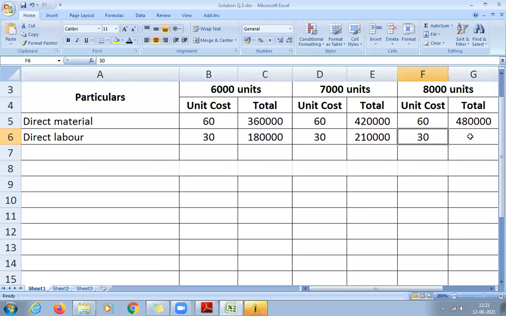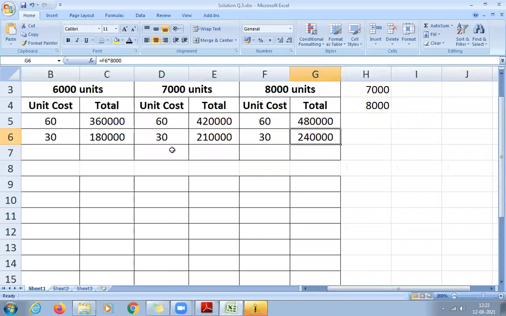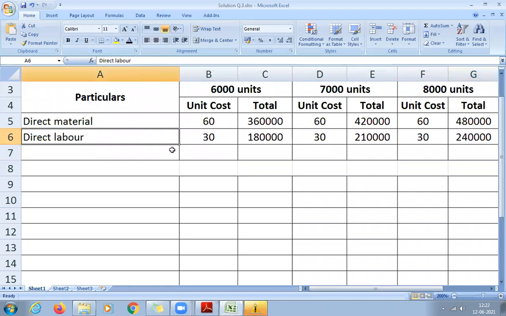Others, how much are you getting? Same, sir. 2,40,000 for 8,000 units. 1,80,000 for 6,000 units, we have done already. Everybody got it? Yes or no?